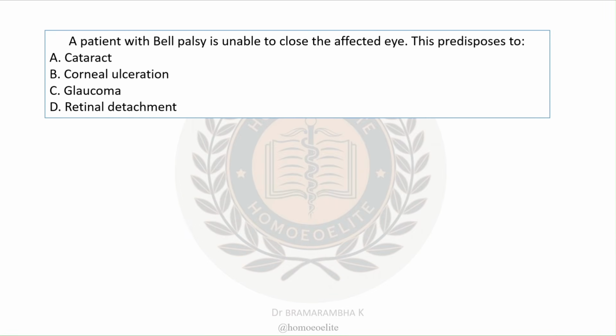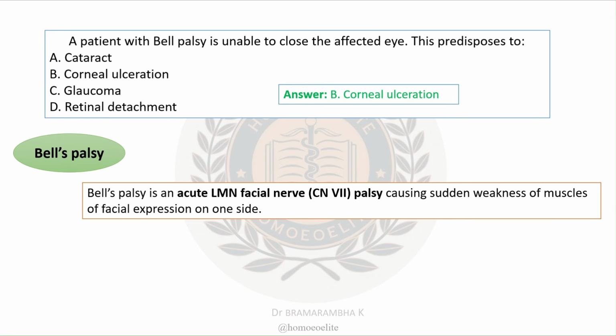You have another MCQ. A patient with Bell's palsy is unable to close the affected eye. This predisposes to cataract, corneal ulceration, glaucoma, or retinal detachment. Firstly, we need to know what Bell's palsy is. It is a very common condition we also see in the OPDs. It is an acute lower motor neuron facial nerve palsy, wherein there is sudden weakness of the muscles of facial expression on one side.